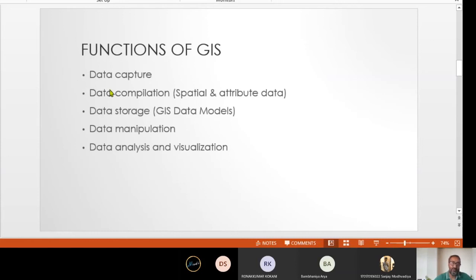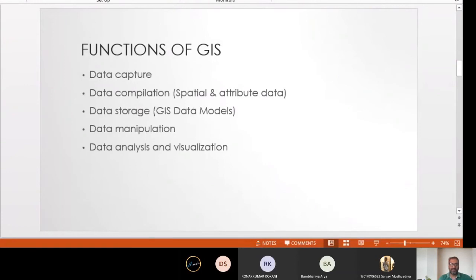Here, data storage is done through two models, the data storage models. These are the GIS data models, or you could say data storage models. They are raster data and vector data. Raster data and vector data are very important, and there is a 10 to 15% weightage given in the university exam. So understand what raster data is and what vector data is.